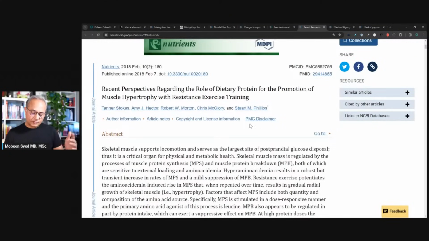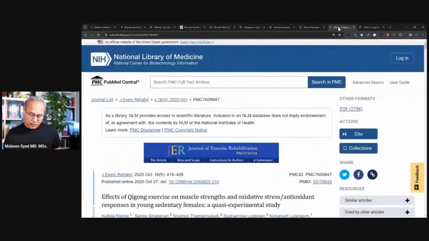Then this is also a recent perspective regarding the role of dietary protein. So proteins can be given as well so that the muscles can pick them up and build themselves.